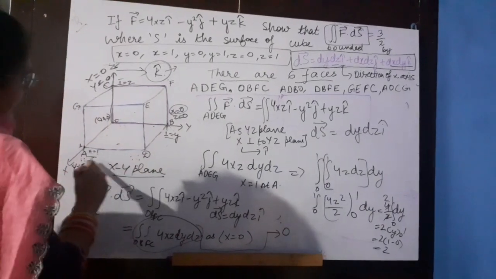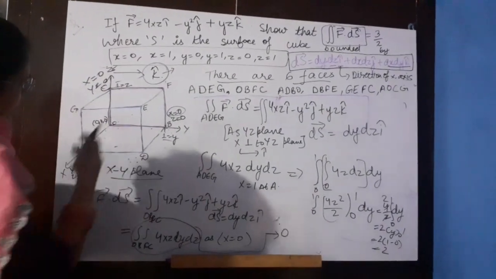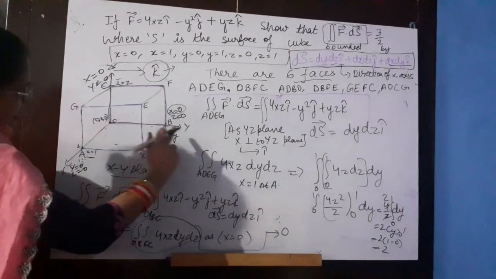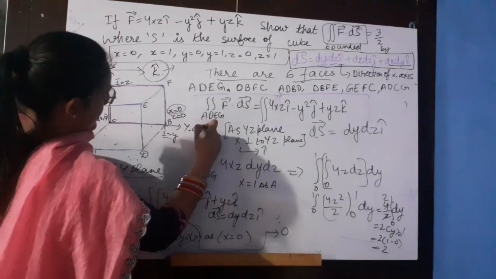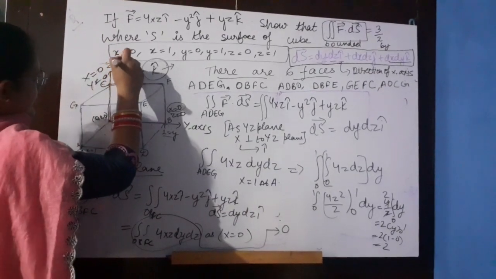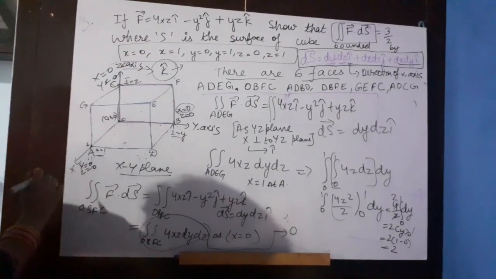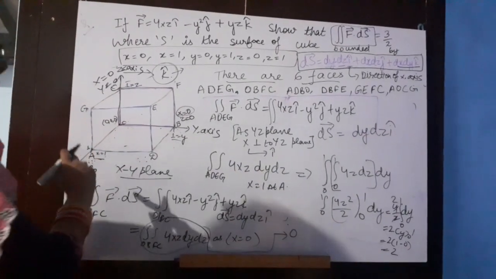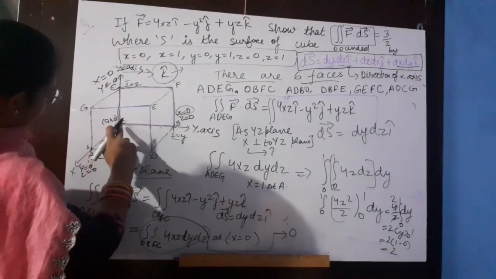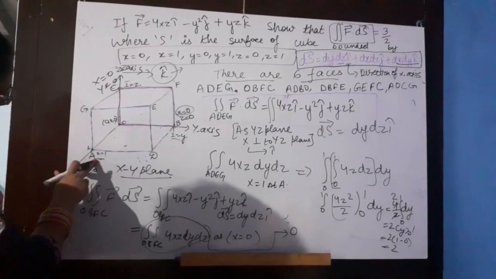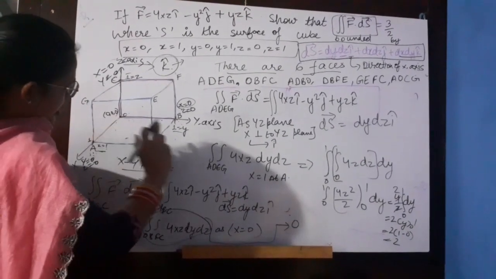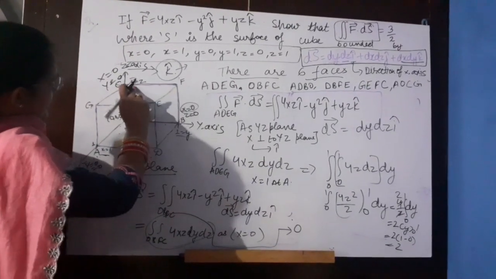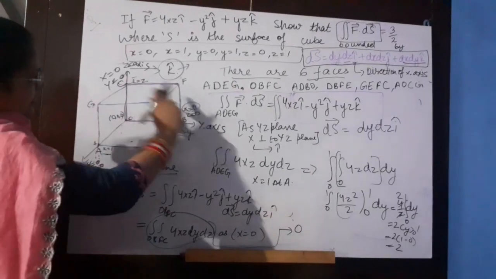So here this is our cube. At this point x is 0, y is 0 and z is 0. This is our y axis, this is our z axis and this is the x axis. Here now we have x equals 0, here x is equal to 1, here y equals 0 and here y is equal to 1, here z equals 0 and here z is equal to 1. So this is our cube.